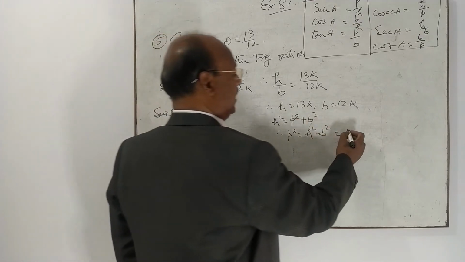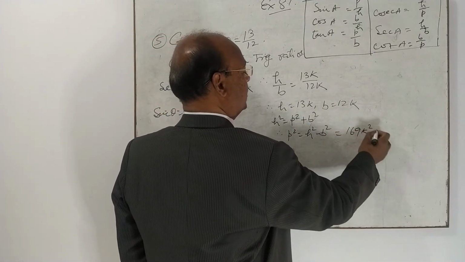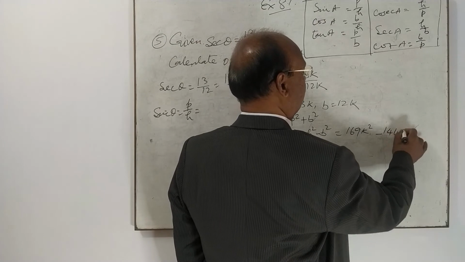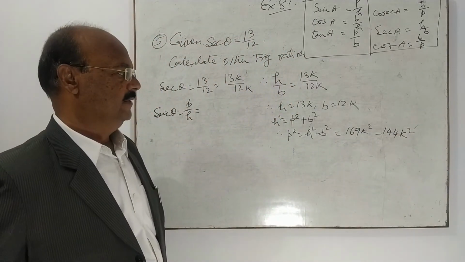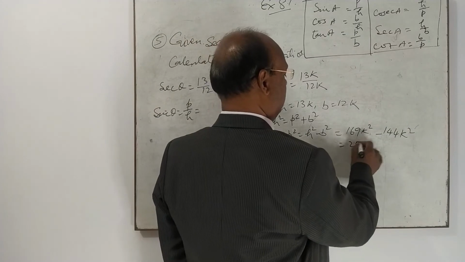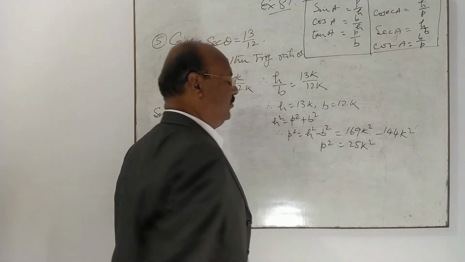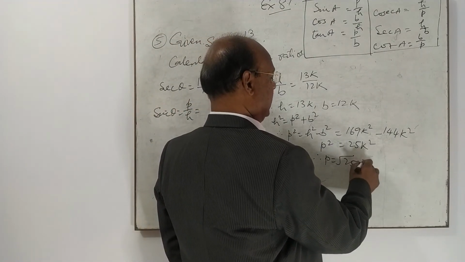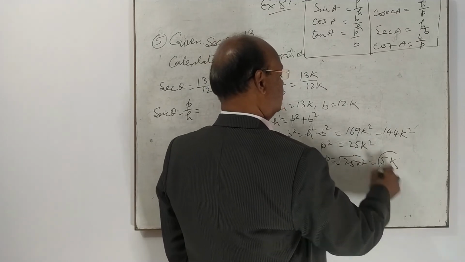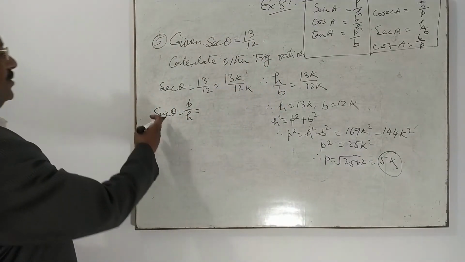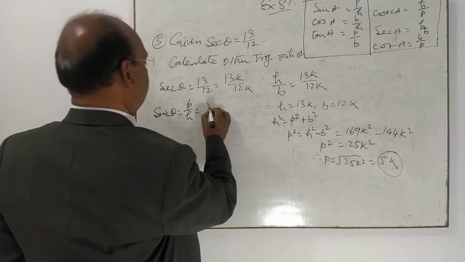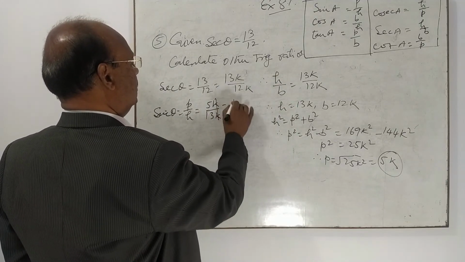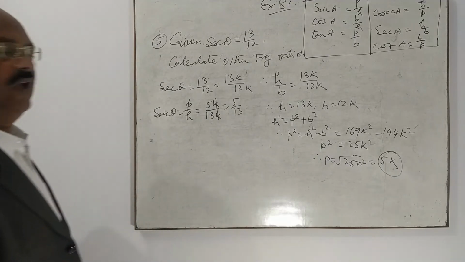H square is 13k whole square, which means 169k square, and b square is 12k whole square, so 144k square. The difference is 25k square. So p square is equal to 25k square, and therefore p is the square root of 25k square, that is 5k. This is the value of p. So sin theta is p by h. P is 5k and h is 13k. K will be cancelled out, giving 5 by 13. Very simple.